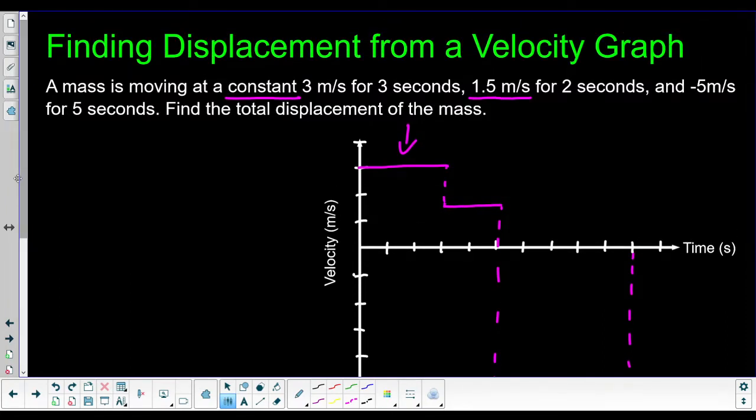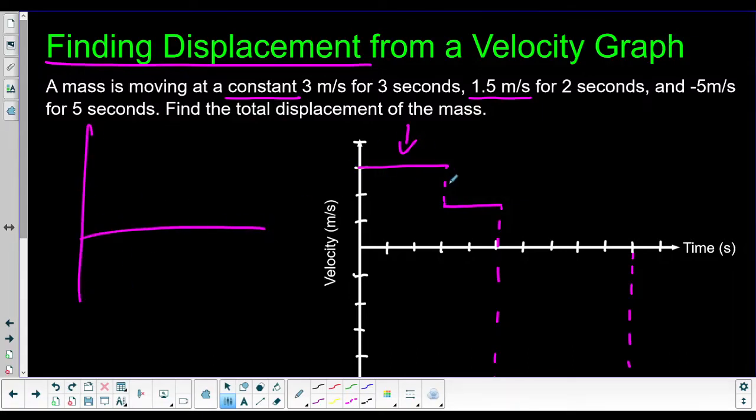So let's talk about one way we can find the displacement from a velocity graph. We could go through all the trouble of finding our displacement graph. We could go ahead and draw this. We go, all right, I need a slope of 3 for 3 seconds. Then I need a slope of 1.5 for 2 seconds. So it kind of just bends there. And then I need to go -5. And then we could do it that way.